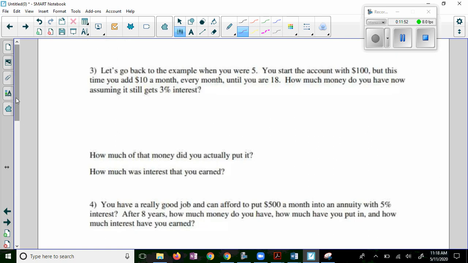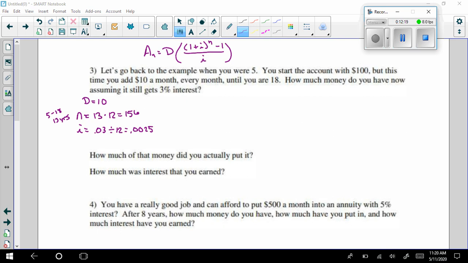And so for this example, we'll go back to the example when you were 5. You started that account with $100, but this time we're going to contribute $10 a month. So remember that example says don't add anything every month until you're 18. How much money do you have now, assuming it still gets 3% interest? Okay, so for this one, you're depositing, so D is $10. n, remember, is the number of years, so it's been 13 years. 5 to 18 is 13 years, times 12 for how many months are in a year, so 156. And i is your interest rate divided by 12, so 0.0025. Again, converting your interest rate to a decimal.